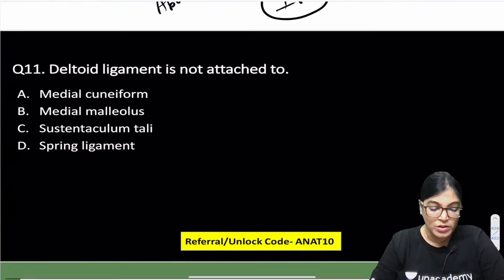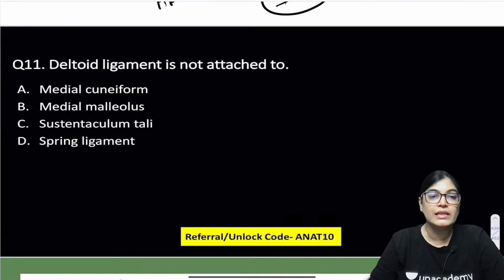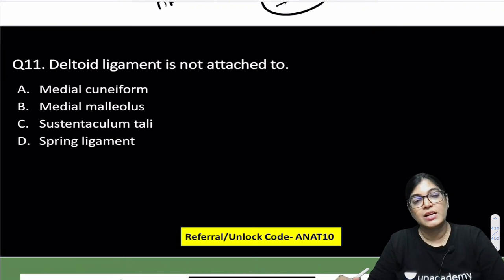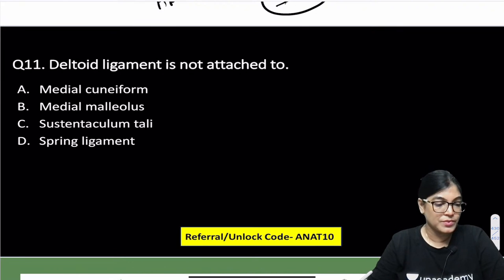Yes, let's move on to the next. Deltoid ligament is not attached to which of the following? Deltoid ligament is not attached to which of the following? Medial cuneiform, medial malleolus, sustentaculum tali or spring ligament. Question number 11, mark the correct answer.